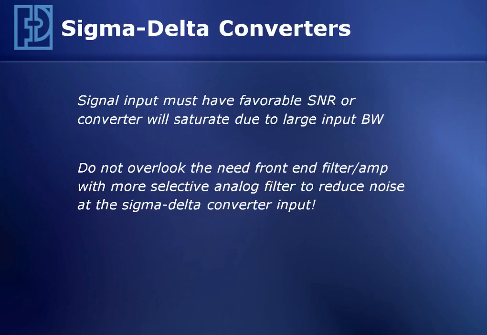So to emphasize the first point, the signal-to-noise ratio on the signal input must be favorable, or if you have a lot of out-of-band energy in your signal, it will easily saturate the sigma-delta converter due to its huge input bandwidth. So to combat that, you need to use a more complex filter, one that's got more poles, like the ones we've been studying, the LP4 or LP8 filters. These higher order filters will act to eliminate a good deal of that out-of-band energy and allow the converter to operate without saturating on that large out-of-band energy.